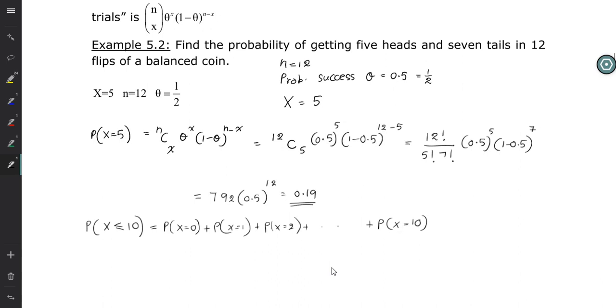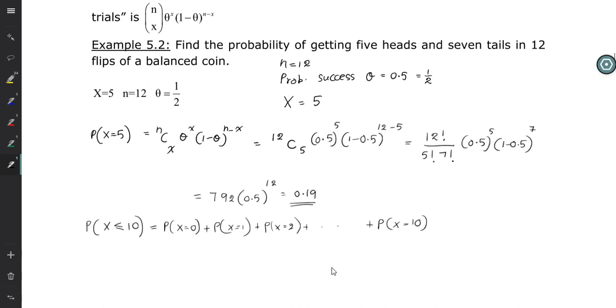So you have to apply this equation or this formula 0, 1, 2 up to 10, so 11 times. You have to apply this formula 11 times when x is 0, when x is 1, when x is 2, and all the way up to when x is 10. And then you have to add these answers together. Now this is going to be a very tedious calculation.